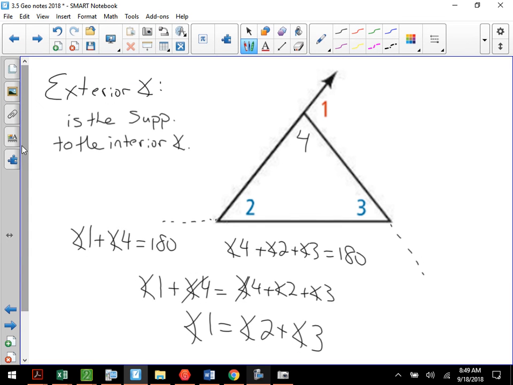This outside angle, the exterior angle, always equals the sum of the 2 it does not touch. Yeah, that's the important thing. The exterior angle always equals the sum of the 2 it doesn't touch. Always, always, always. It's the supplement to the one inside it, and it always equals the sum of the 2 it doesn't touch.